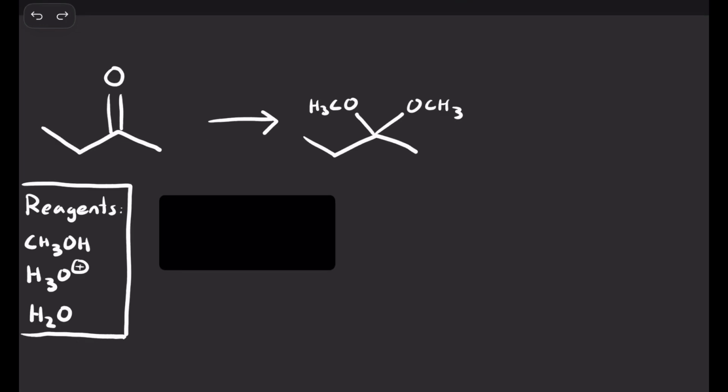So when doing acetal formation, you're going to have a molecule with a carbonyl containing portion of it. The parent chain could be different, but as long as it has a carbonyl group and the correct reagents, you can do this reaction. The reagents are going to be methanol, H3O+, and H2O. Our final product is then going to contain that same parent chain with two alkoxide groups attached to it.